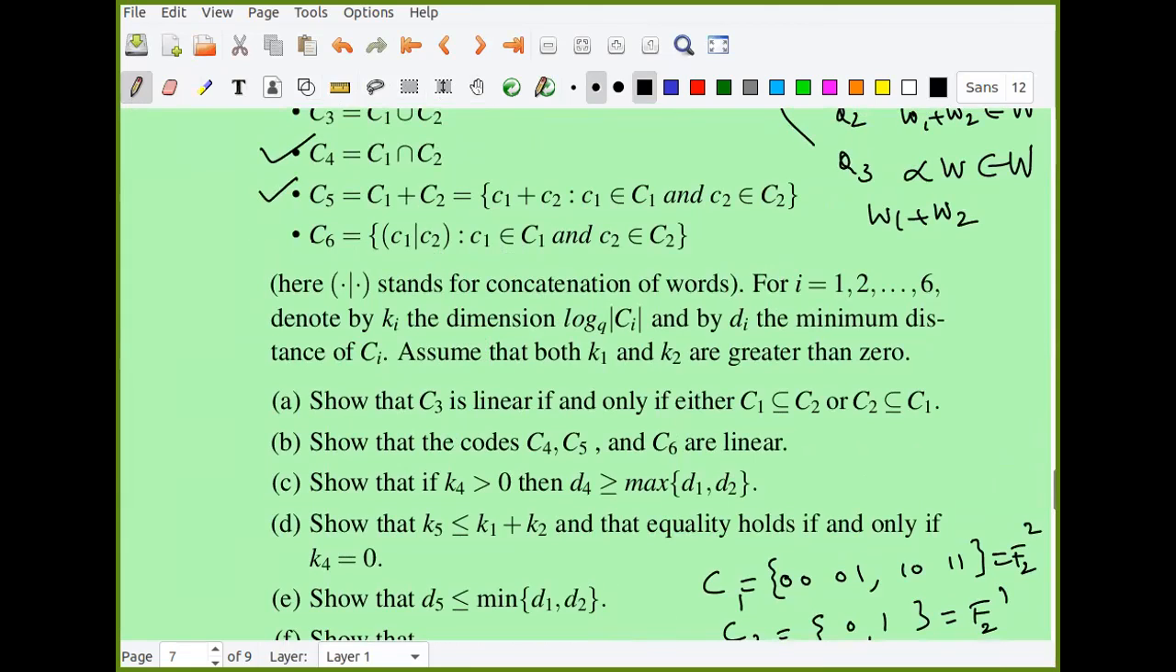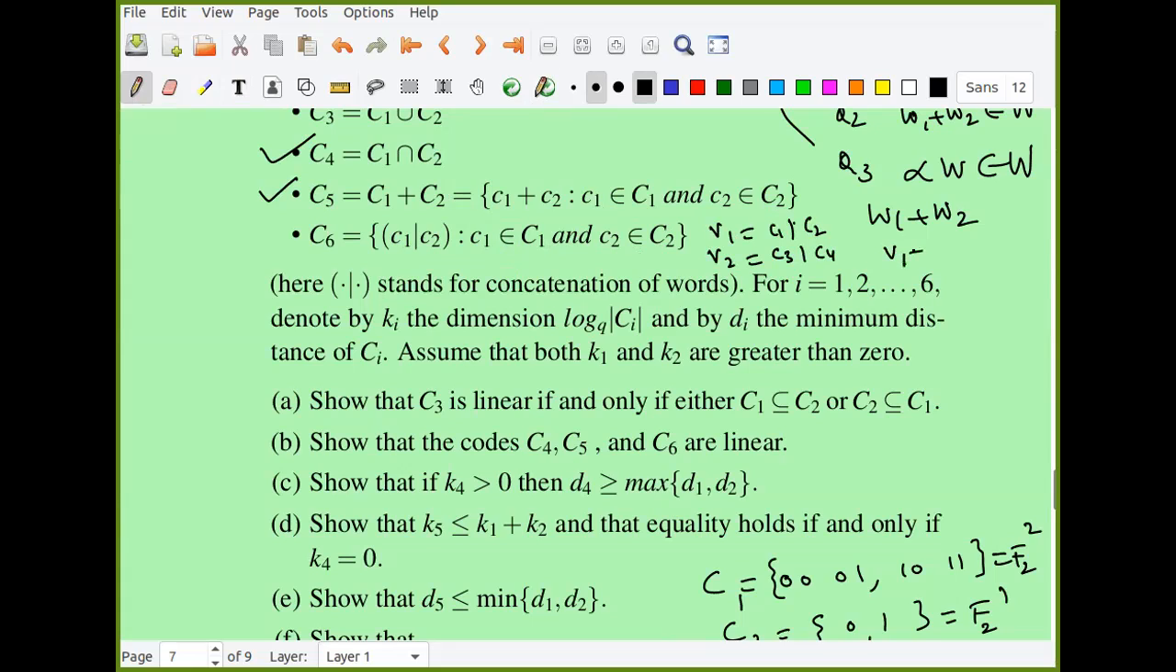Okay, so does the zero vector belong to this? Yes, because I'll take C1 zero vector, C2 zero vector. So here also we have a zero vector, right? So the zero vector is not a problem. Now I take two vectors V1 and V2 in C6, right? V1 looks like C1 concatenate C2. V2 looks like some C3 concatenate C4.